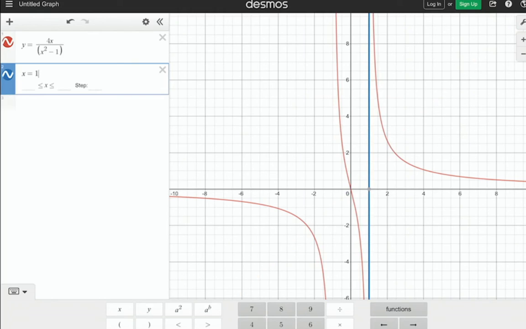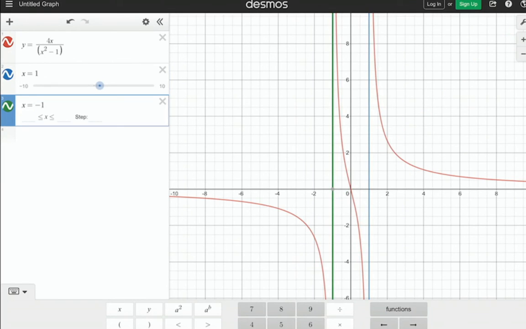There's a vertical asymptote. I wonder what this step does. No, don't do that. How do I undo that? There we go. And then we could click below that, and we could have x equals -1. So there are two asymptotes. Looks pretty good. Right then, back to work.